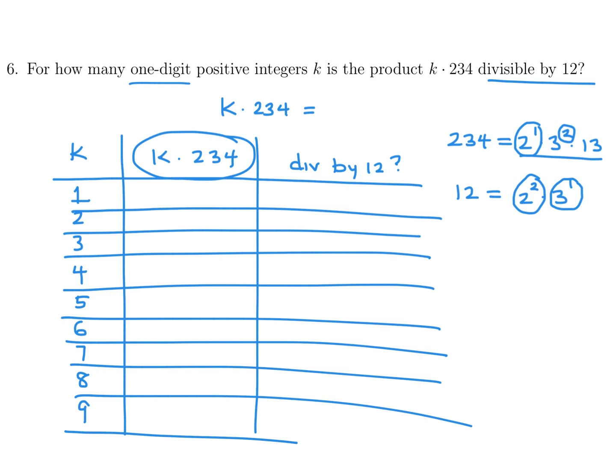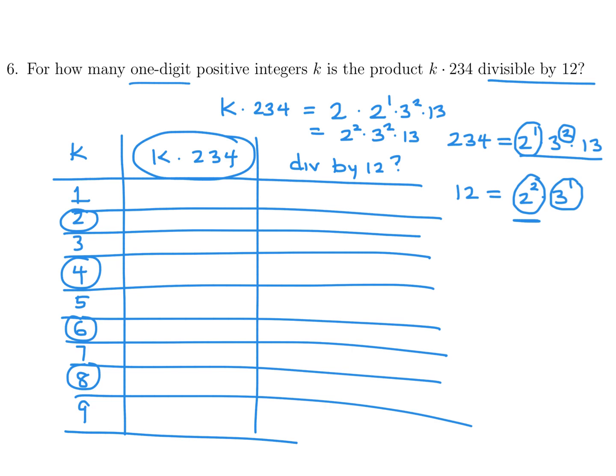Like, let's say K is 2, right? Then you have this 234, which is 2 to the power of 1, 3 to the power of 2, 13. And if you multiply all that, you'll get 2 to the power of 2. And that 2 to the power of 2 then would be able to be divisible by that 2 to the power of 2. So the K has to have a 2. It has to, therefore, be even. So the only even ones are these guys.